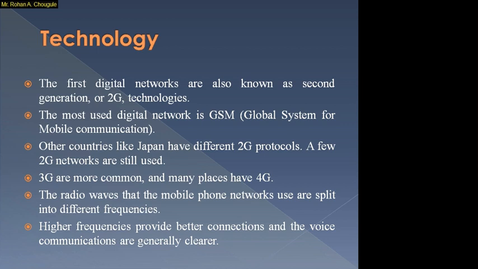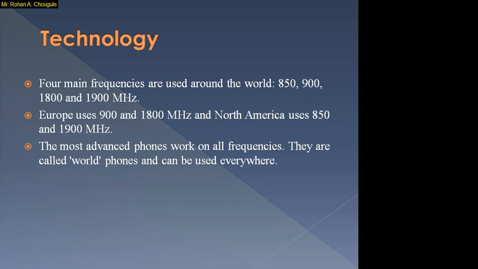Basically these frequencies are divided into four main types, and four main frequencies are used all over the world: 850 megahertz, 900 megahertz, 1800 megahertz, and 1900 megahertz. These are the four main frequencies used in a telephone network. GSM technology also works on these four frequencies. Normally the European countries use 900 megahertz and 1800 megahertz, whereas North America uses 850 megahertz and 1900 megahertz.